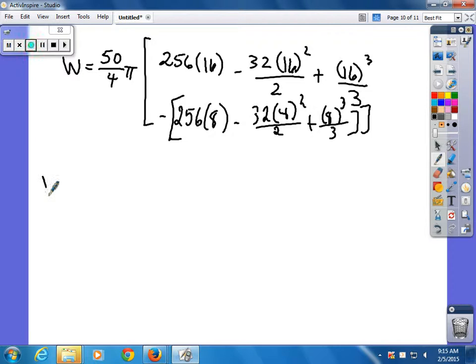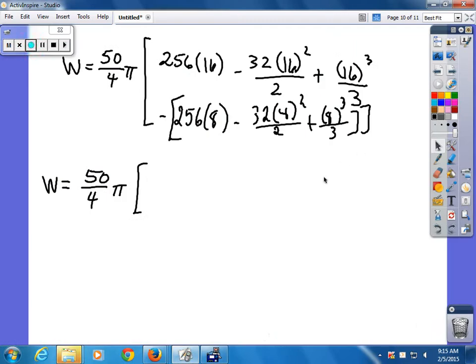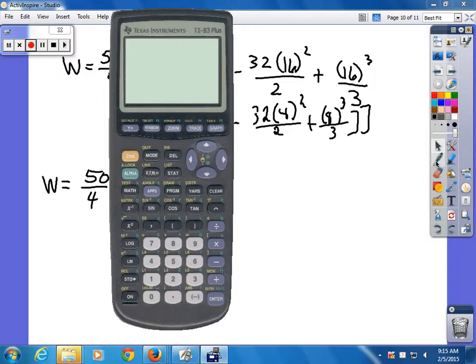So that's going to be W is equal to 50 over 4 pi, brackets. 256 divided, or somebody give me that first part. What do y'all get when you do this first part right here with the 16? Anybody got it yet? Okay, I'll do it with you. Now don't tell me what you got while I'm trying to do it, because that ain't gonna help me out, man. It's gonna mix me up. 247. All right.